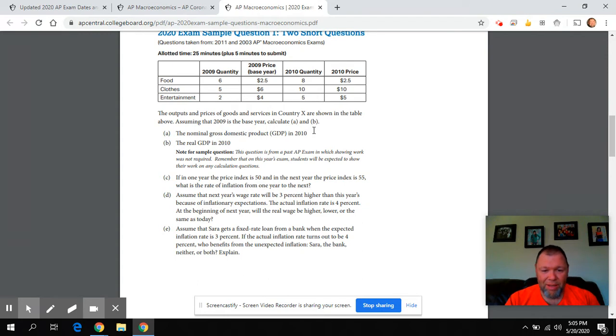And then part E, assume that Sarah gets a fixed rate loan from a bank with an expected inflation rate of 3%. Actual inflation turns out to be 4%. Who benefits from the unexpected inflation? Sarah, the bank, neither or both. Explain. Sarah benefits. Why? She's paying back in money that's worth less than she borrowed. So since she got a fixed rate loan, her rate is locked in. So the higher inflation rate means it's easier for her to make her payments because she's paying back in money that's got less real value.